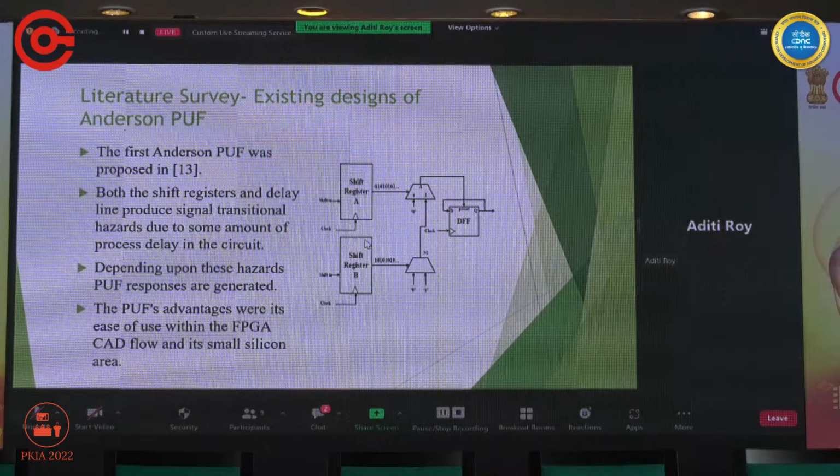The PUF's advantage is its use within the FPGA computer aided design flow and its small silicon area. We are not using any extra circuit here. We are just utilizing the already available logic cells in the FPGA circuit.